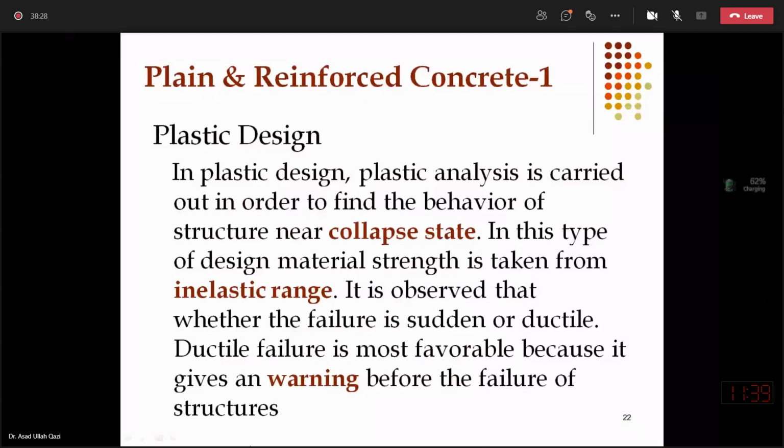It is observed, in case of plastic design, that the failure mechanism or capacity is calculated, and it is observed whether failure is brittle or ductile, and the most favorable failure mechanism will be the failure with a lot of warning and energy absorbing before failure.